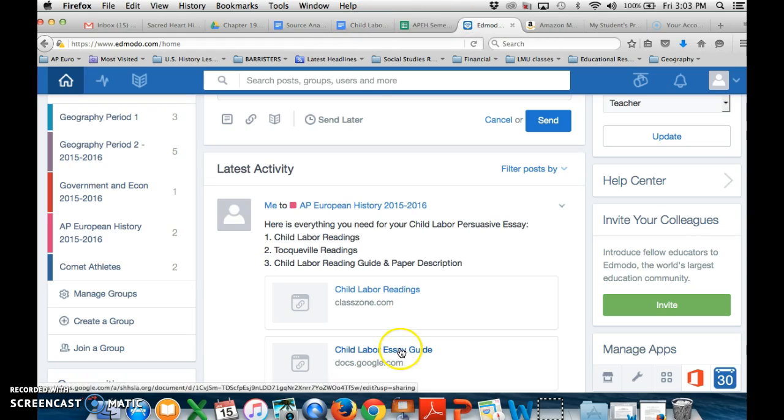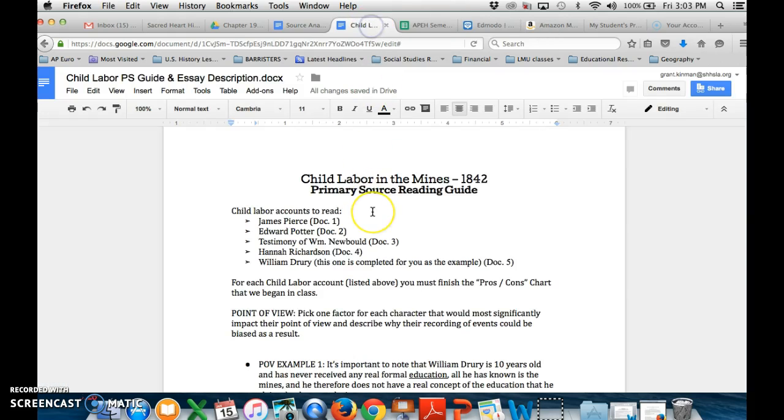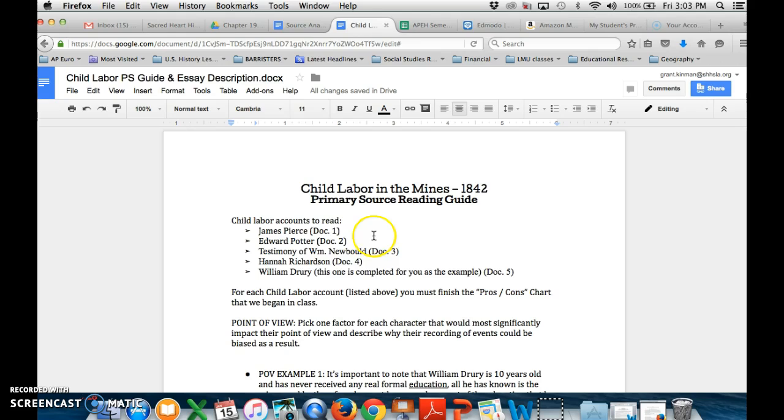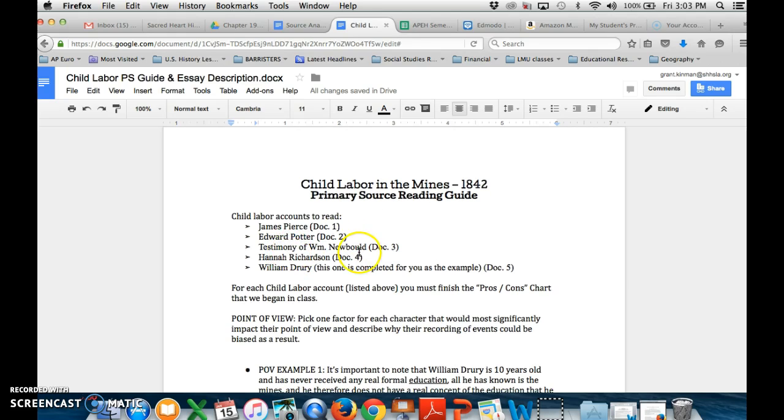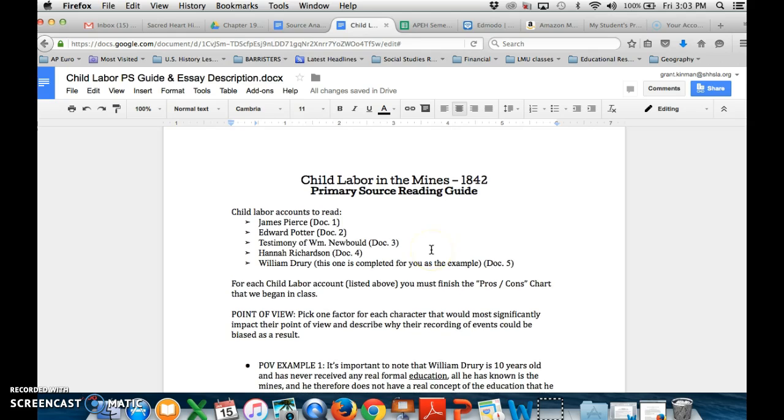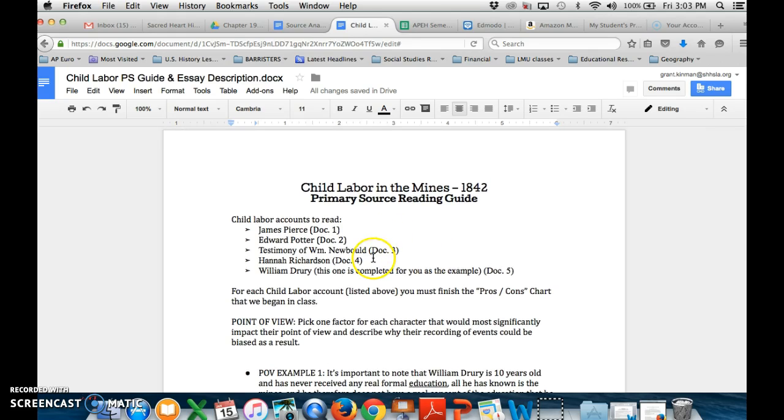If you click on the child labor essay guide, it will take you to this. It's going to give you some directions about what we did in class. So this essay is set up like a DBQ. I decided it's not going to be a persuasive essay. It's going to be what we call an expository essay, right? So it's going to be facts, not opinion.